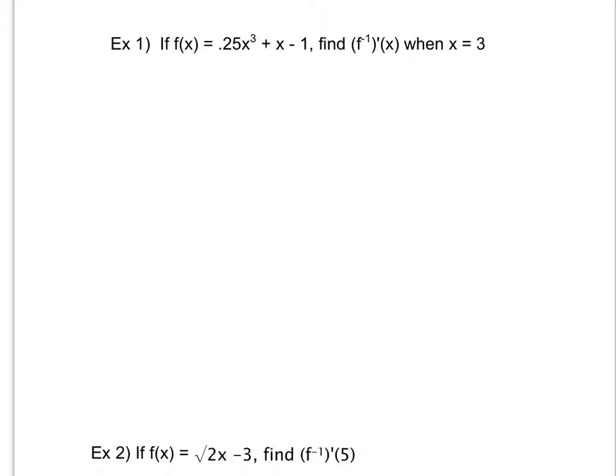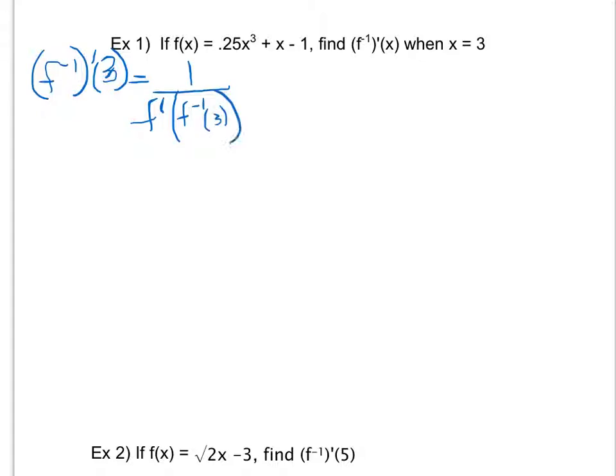Well, the formula for that, remember, so the derivative of the inverse when x equals 3 will be equal to 1 over f prime of f inverse of 3. So basically I need to know two things in order to figure out this function. I need to figure out what is f inverse of 3, and then I'm going to have to find the derivative of my original function so that I can solve this. If you watched the last video when I reviewed inverse functions, I had two ways to figure out what is f inverse of 3.